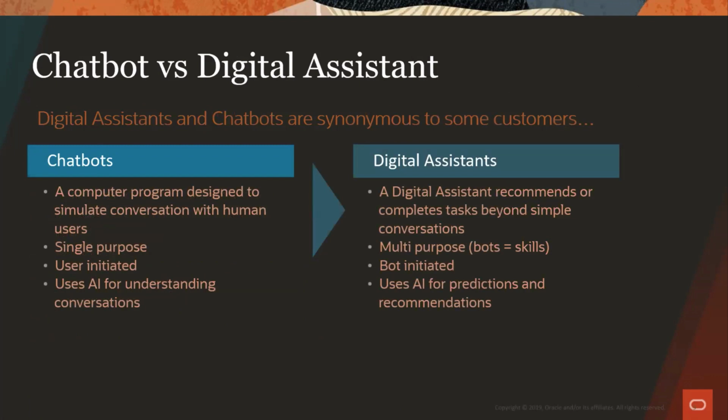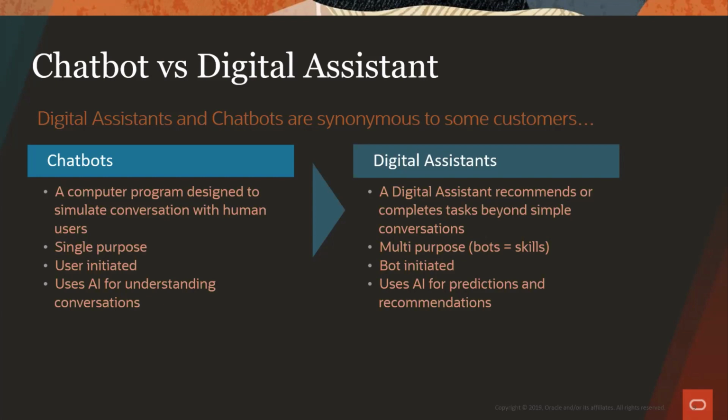So what's the difference? A digital assistant is what we call the next evolution of a chatbot. A chatbot simulates conversations with humans, built with a single purpose in mind. Normally it's one skill or one use case, like a chatbot to process bank transactions, for example. And the user always has to initiate the conversation, and any artificial intelligence, or AI, is used to understand that conversation.